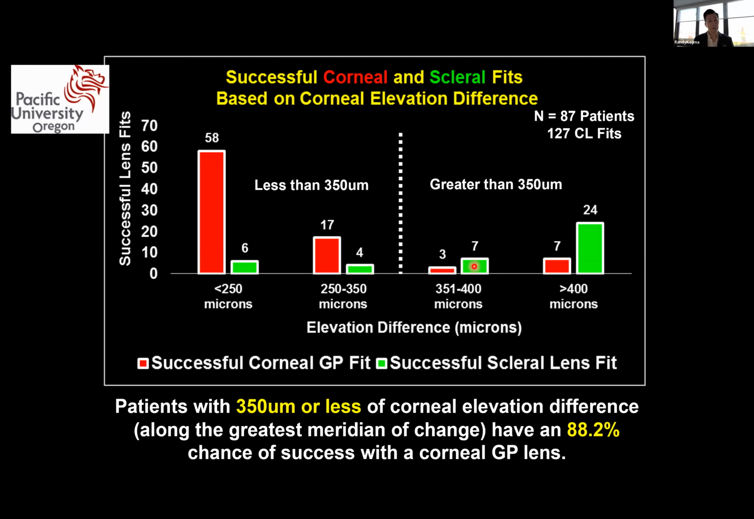So what do you understand? You know that when you go to that elevation map and you find the height differential, when it's less than 350 microns, about 88% of the time, a conventional corneal GP will work. When it's above 350 microns, you are more likely to need a scleral lens. It's really going to be hard to align a small corneal lens to a very asymmetric surface.